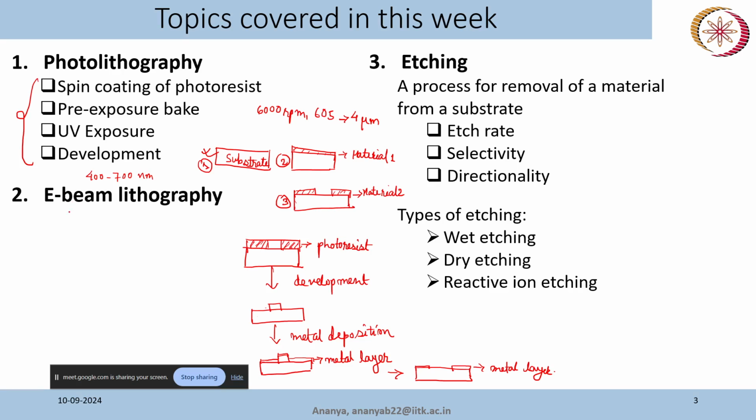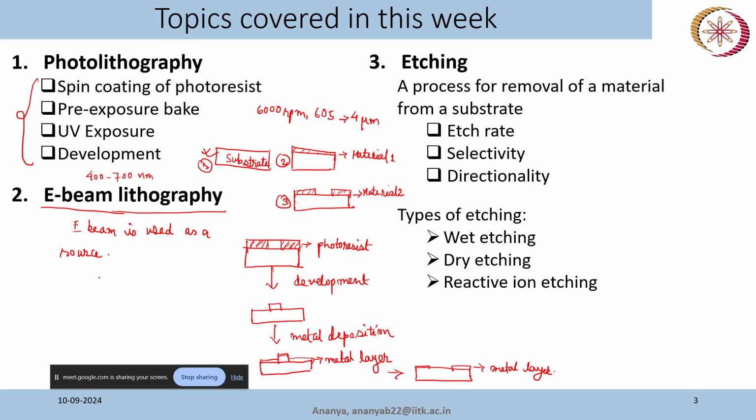Now the second topic was E-beam lithography. E-beam lithography is very similar to photolithography, but instead of a UV source, in case of E-beam lithography, an electron beam source is used. Now why is an electron beam used as a source?